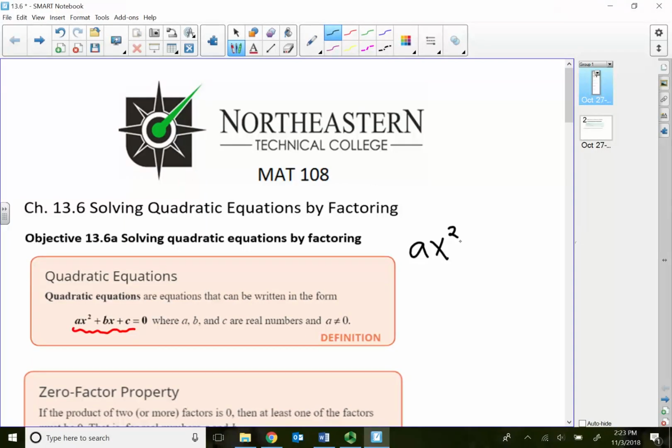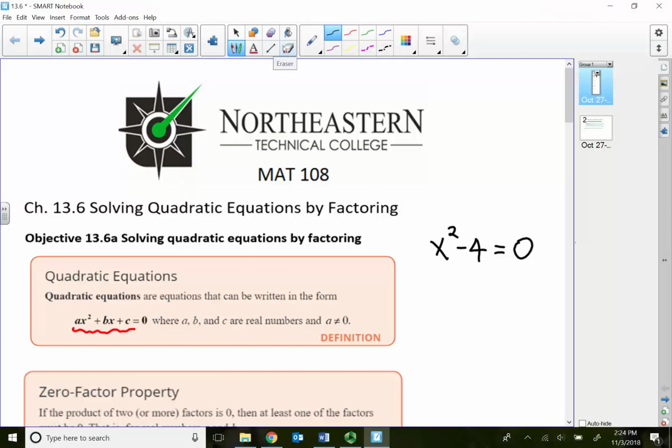As long as I have an equation that consists of a variable raised to the second power, that's called a quadratic equation. So if I have x squared minus 4, this is a difference of squares expression, but once I set it equal to 0, then that becomes a quadratic equation.